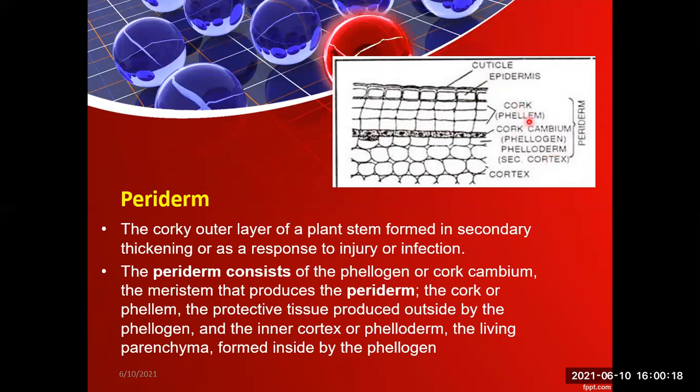Cork is also known as the phellem, cork cambium is also known as the phellogen, and phelloderm is known as the secondary cortex. The periderm consists of the phellogen, or the cork cambium, the meristem that produces the periderm, the cork, and the phellem, the protective tissue produced outside by the phellogen. And the inner cortex is the phelloderm, the living parenchyma, formed inside the phellogen.